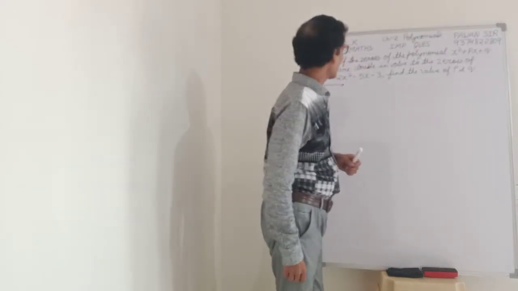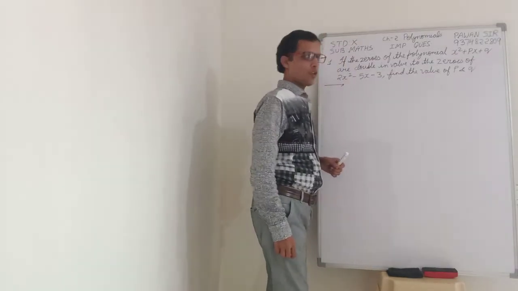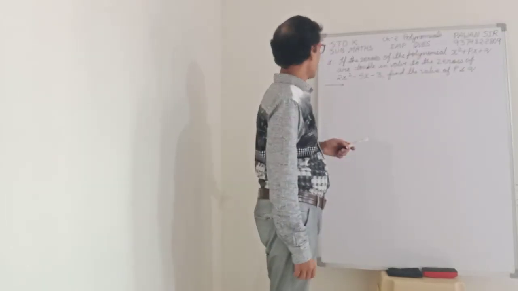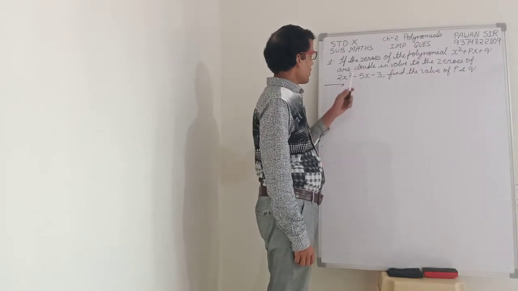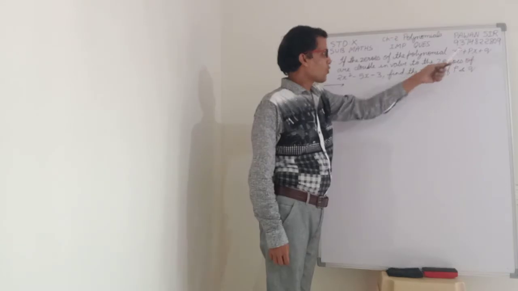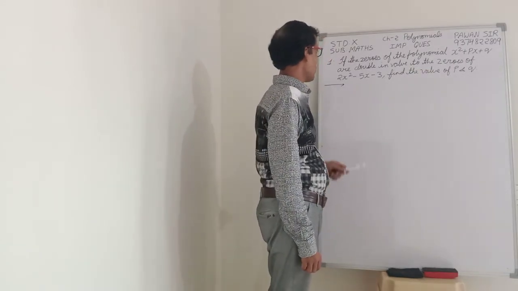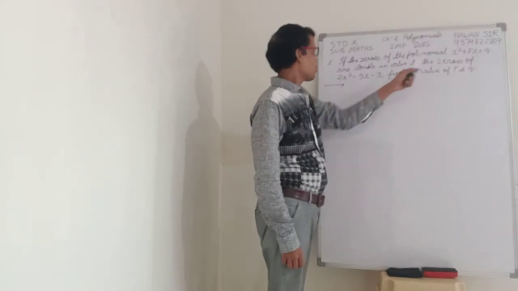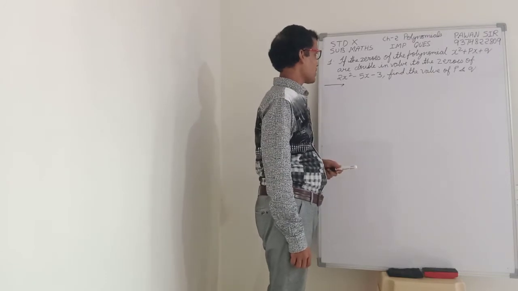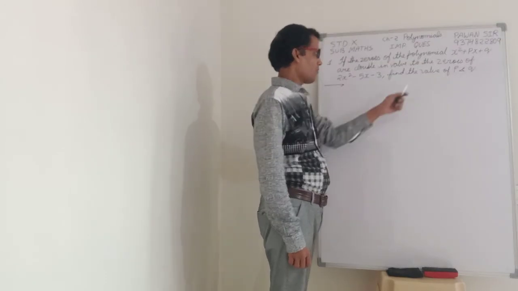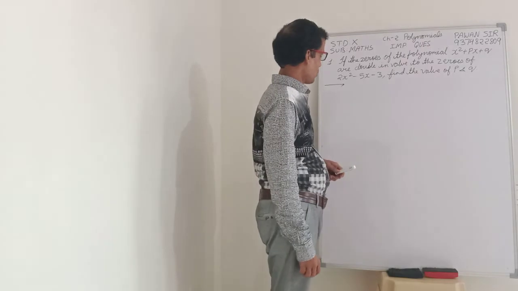Dear students, today we are doing a few more important questions of the second chapter. So see the first question. If the zeros of the polynomial x square plus px plus q are double the zeros of 2x square minus 5x minus 3, we have to find the values of p and q.